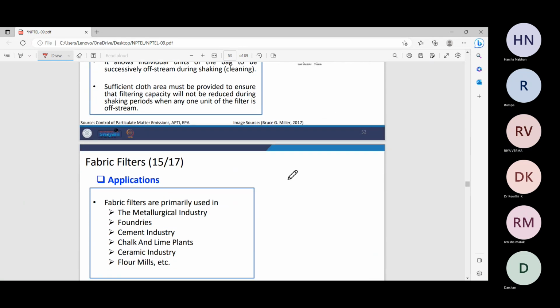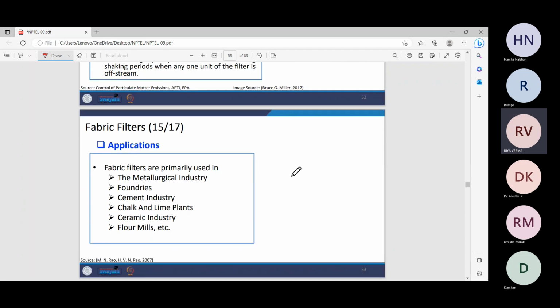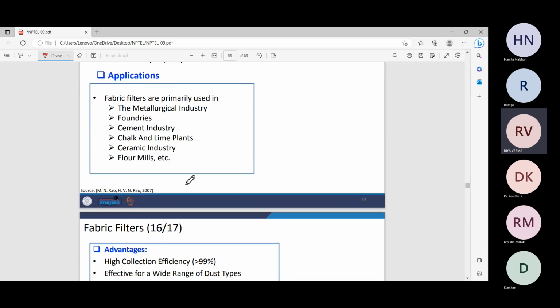So what are the applications of these fabric filters? They're basically used in metallurgical industries, foundries, then we have cement industries, then chalk and lime plants and ceramic industries, because the particles that are being generated from these industries are generally larger in size. We have flour mills also.